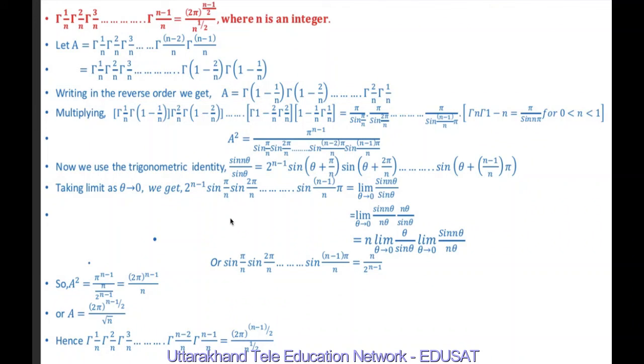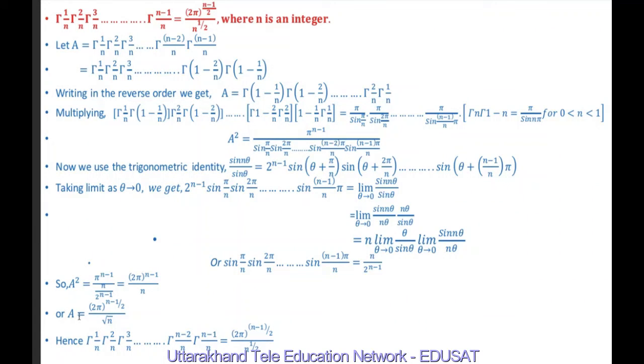So sin(π/n) sin(2π/n) up to sin((n-1)π/n), and this side we have n upon 2^(n-1), if we shift to the right-hand side. It means a square is equal to π^(n-1) upon n upon 2^(n-1). The power of 2 will go to the numerator, so we may write (2π)^(n-1) over n. Or a is equal to, taking square root, (2π)^((n-1)/2) upon root n.